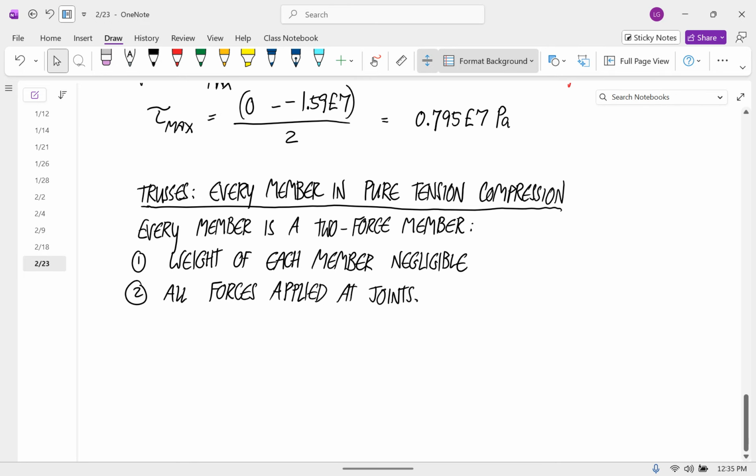Okay, so if these conditions are met, and those are pretty stringent conditions, you have to ask yourself every time you see a structure whether these conditions are met or not. But if these conditions are met, then you're going to treat every member like a cable in tension.